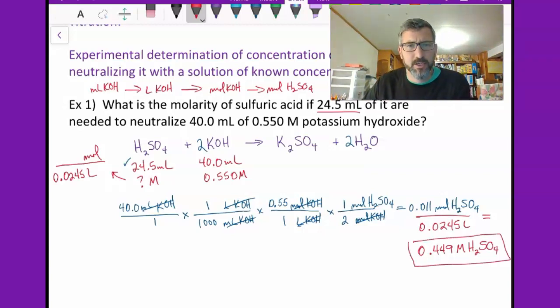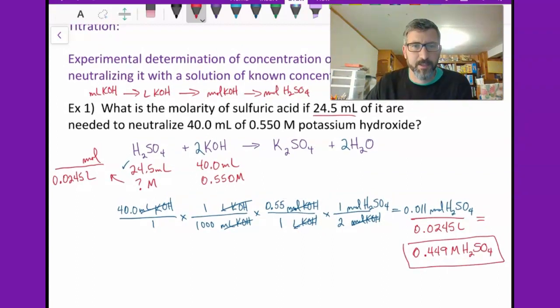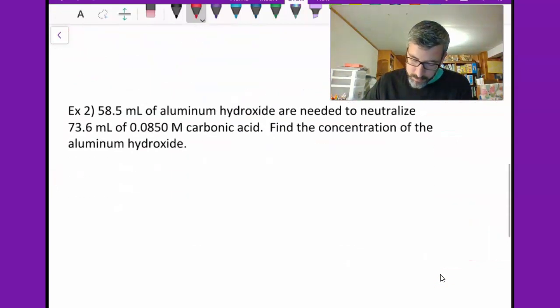Now, it's always a good idea to check just to make sure, of course, do a mental check. Does that make sense? Yeah, I mean, it's in the range of my other molarity, which it doesn't necessarily have to be in the range, but it's not like it's off by a power of 100 or something like that. And so that answer does make a bit of sense. All right, let's try another one.